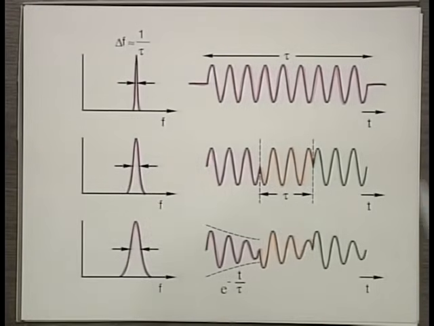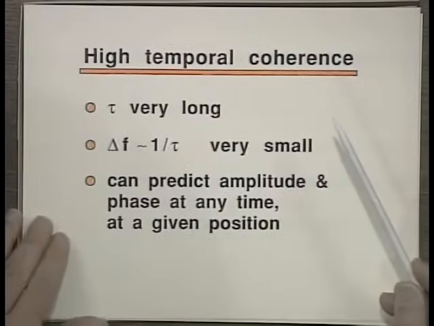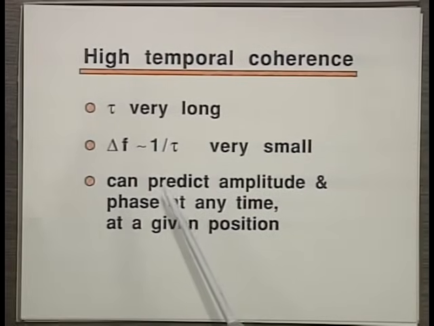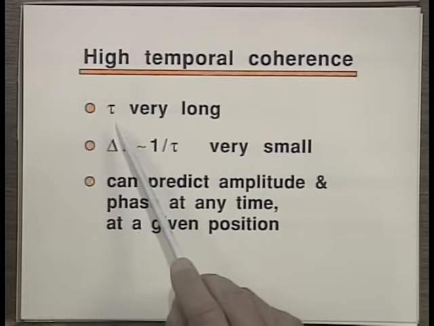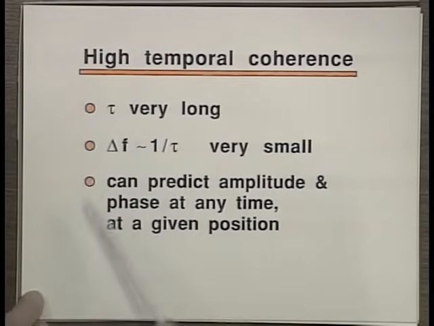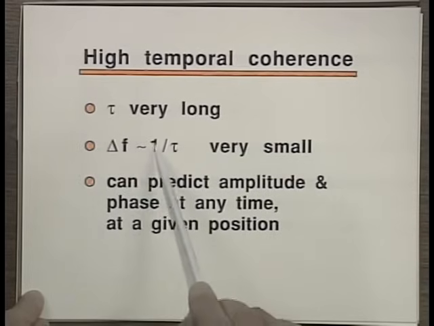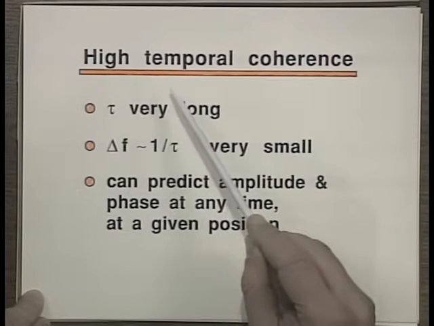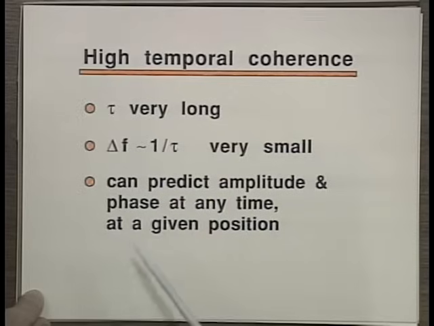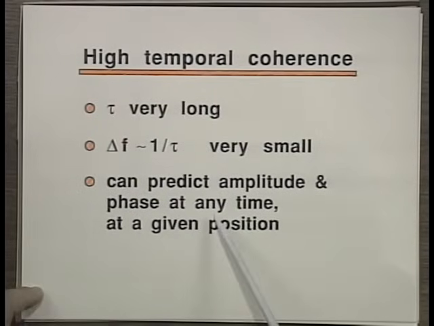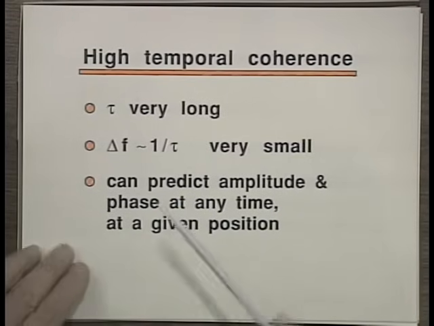All right. Then to summarize now, high temporal coherence means that the radiation time of the atoms without phase interruption is very long, because the line width, 1 over tau, would be very small. And when you have something that has a high temporal coherence, which means tau very long, it means that you can predict the amplitude and the phase of the wave at any time. Because it's a pure wave.